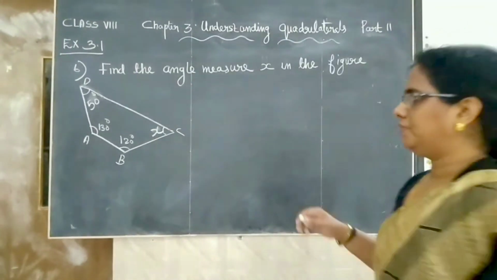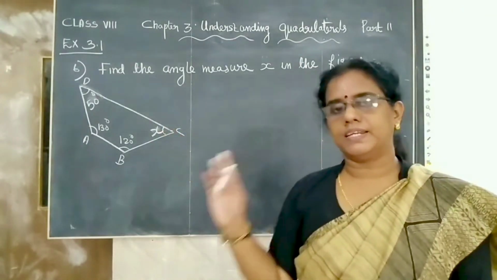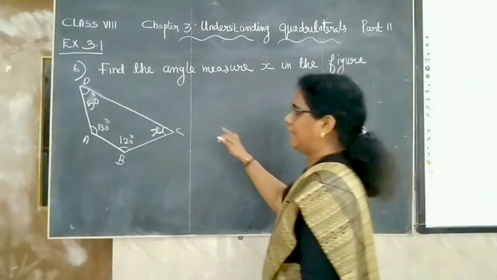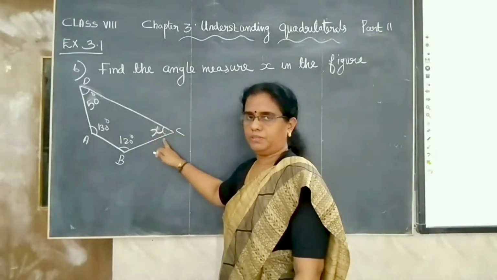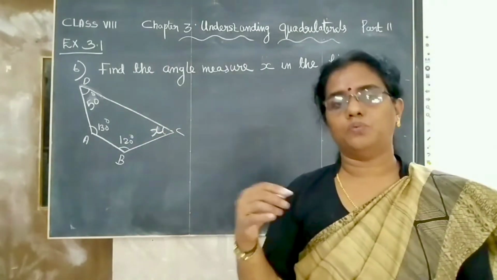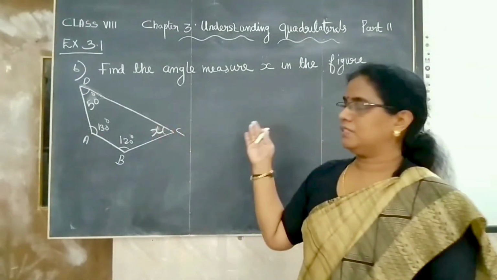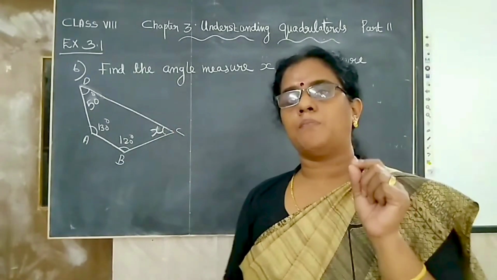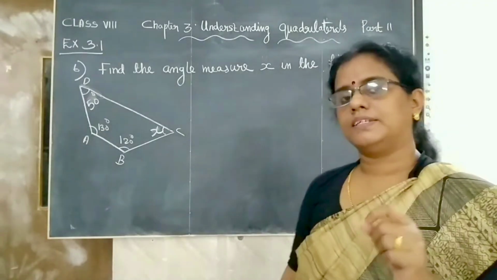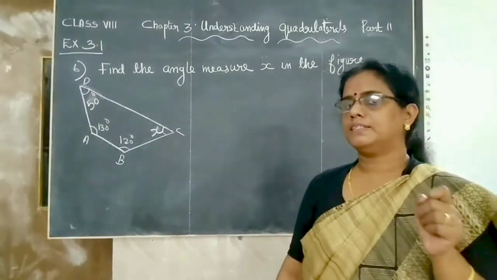The first figure given is this one. That is a four-sided figure. It is a quadrilateral. Any four-sided polygon is called a quadrilateral. Therefore, a quadrilateral ABCD is given in the book. And here all three angles are given, and we have to find the fourth angle, which is marked as X. Just before this, we were discussing that the sum of four angles of any quadrilateral is 360 degrees.